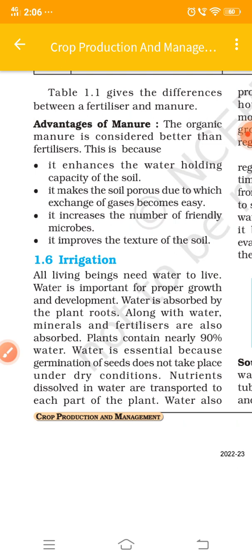Irrigation. All the living beings need water to live. Yeah, water is an important element for the proper growth and development. Water is absorbed by the plant root, and along with water, minerals and fertilizers are also absorbed. Plant contains nearly 90% of water. Water is essential because germination of seed will not happen without water. It will need water, right?